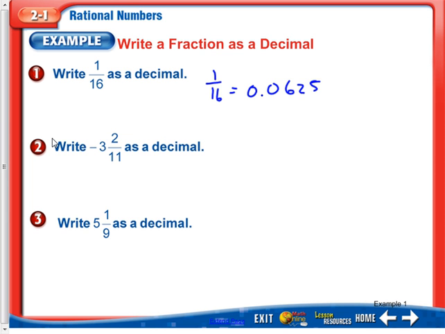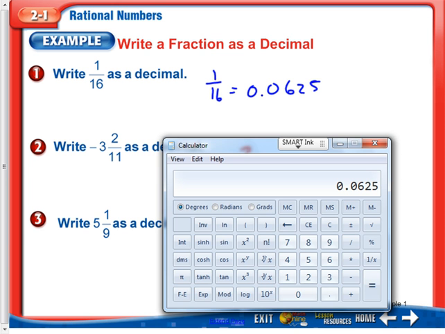Now it says write -3 and 2/11 as a decimal. So we have 3 whole. We're going to say -3, and then we need to figure out what the fraction part is.